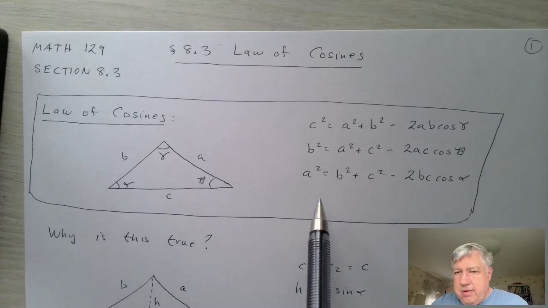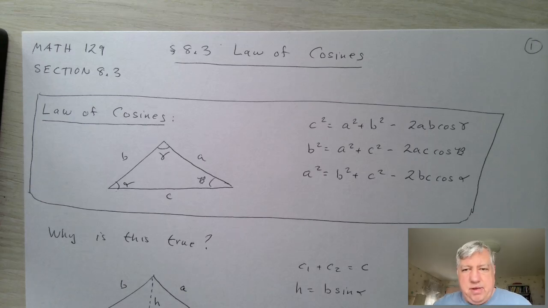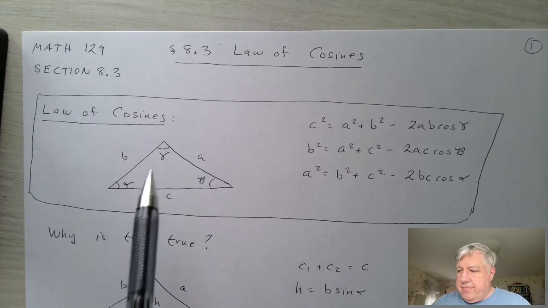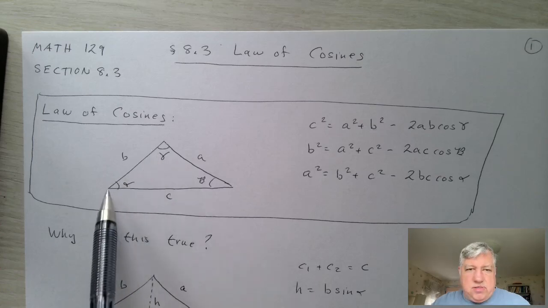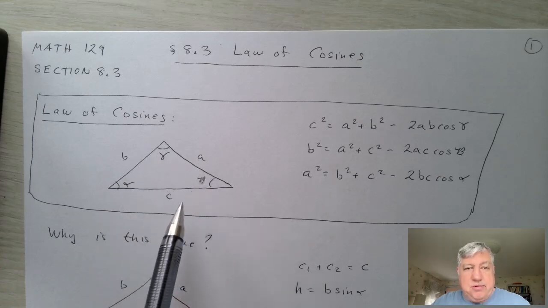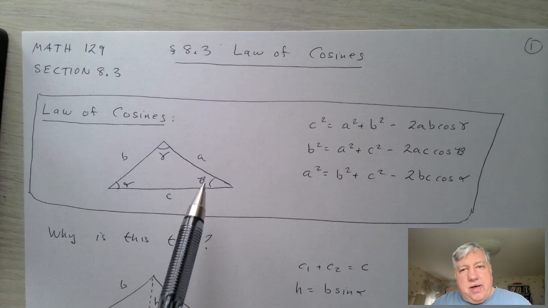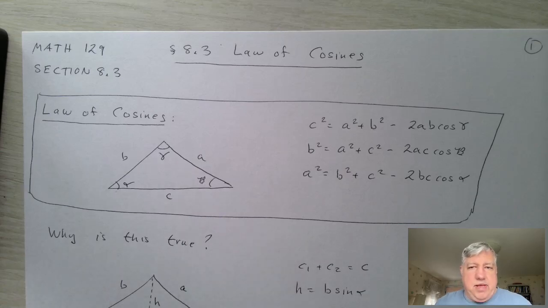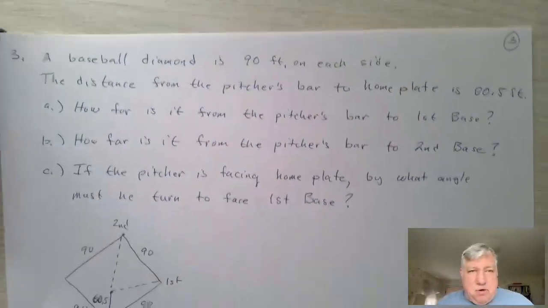Even though you see three formulas here, it's really one main principle. It says that the square of one side is equal to the sum of the squares of the other two sides, minus 2 times the lengths of those other two sides times the cosine of the angle that's opposite that side. Okay. So the first one, unfortunately, has to do with baseball.